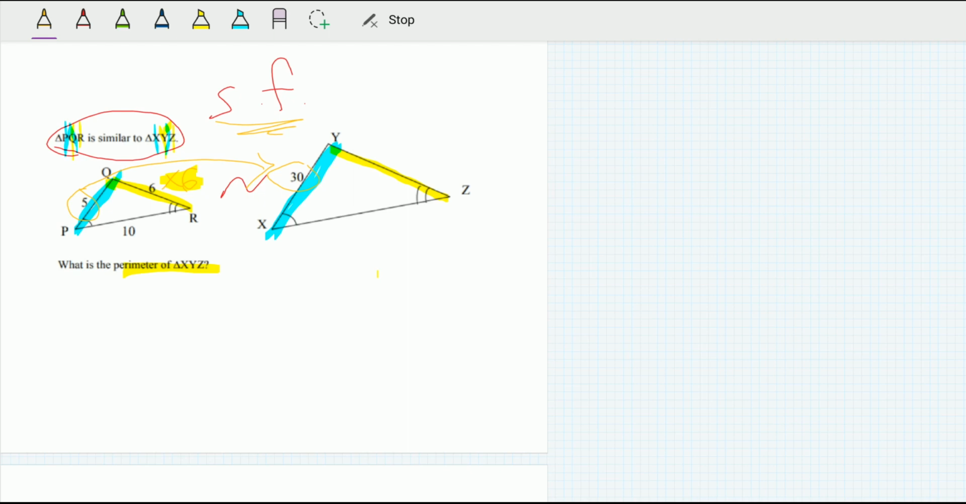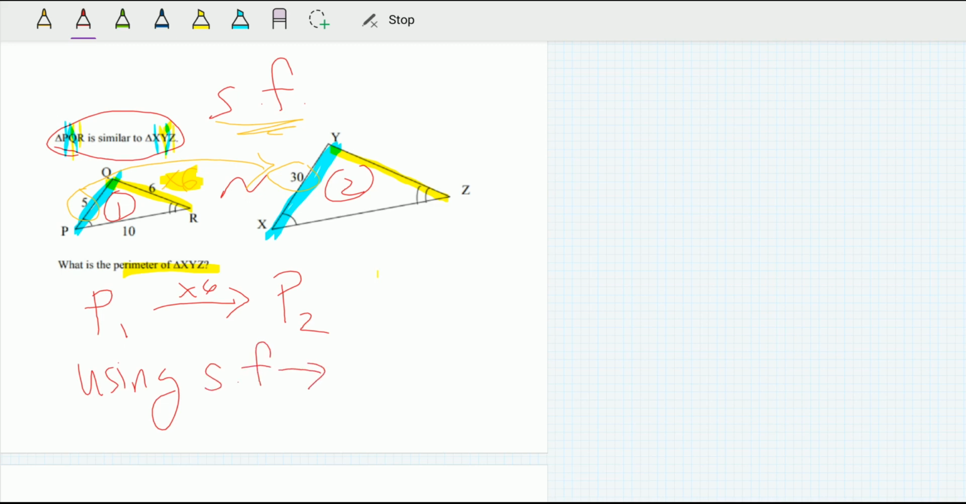So you can do this two different ways. You can either figure out the perimeter of the first triangle, and then you know that it's going to be times 6 to get the perimeter of the second triangle. Okay, or let's call this one 2. Or what you can also do is use the scale factor to figure out all the sides for the second triangle, so for triangle 2. Okay, so with that, I'm going to do this way first, and then I'm going to do this way second.